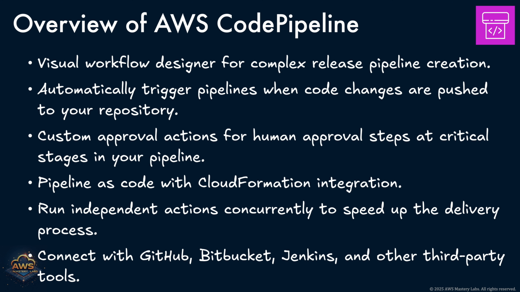One of the biggest advantages of CodePipeline is that it can automatically trigger execution every time there's a change in your source code. You can also add custom approval actions into your workflow. These human approval steps are useful when you want to pause the pipeline and have a team lead or QA engineer review a change before it moves into staging or production.